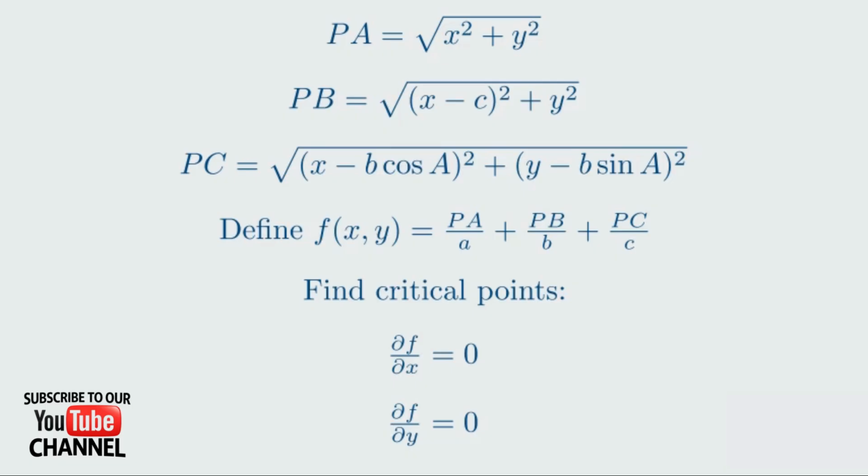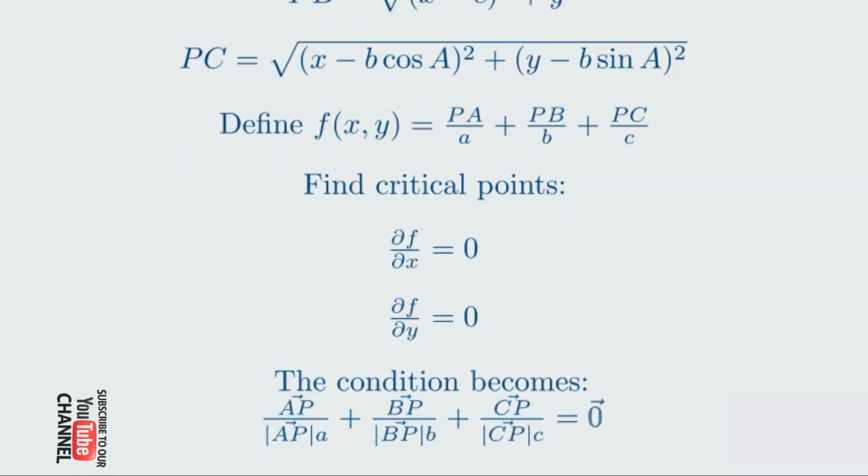The partial derivatives are actually just the components of the unit vectors along these lines. So, the condition for the minimum point P is that the sum of the unit vector in the direction of PA divided by A, the unit vector in the direction of PB divided by B, and the unit vector in the direction of PC divided by C must be equal to the 0 vector. This is a key geometric condition. It tells us the Symmedian point K is the unique point in the triangle that satisfies this vector equation.